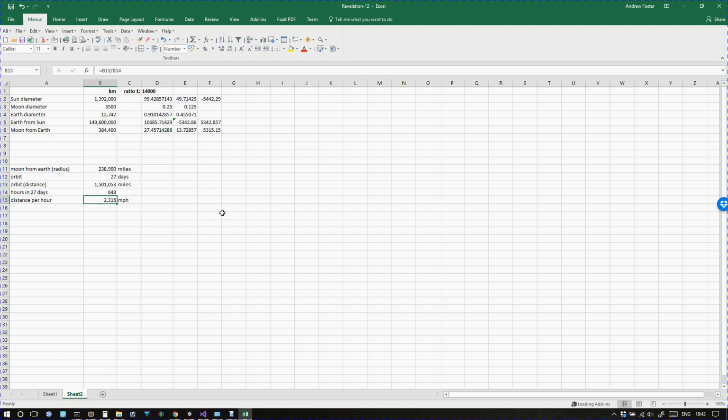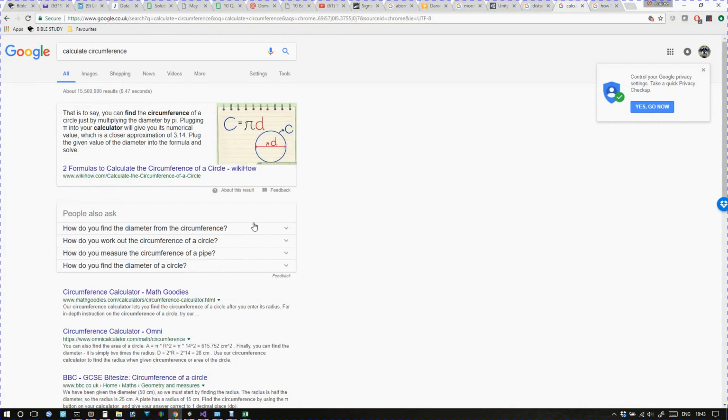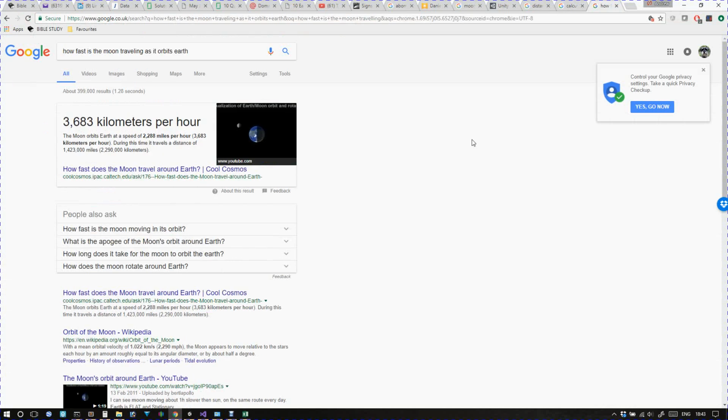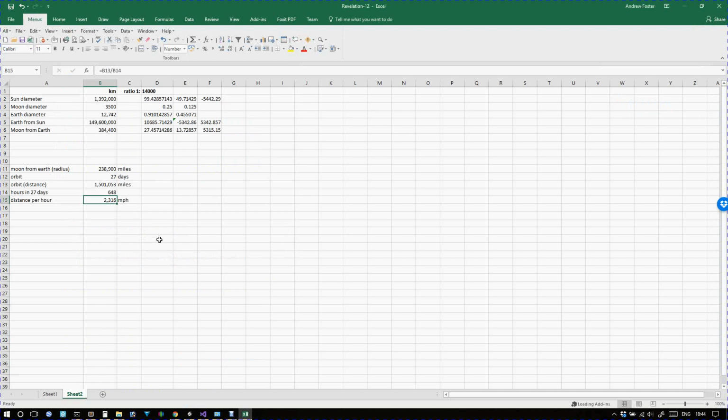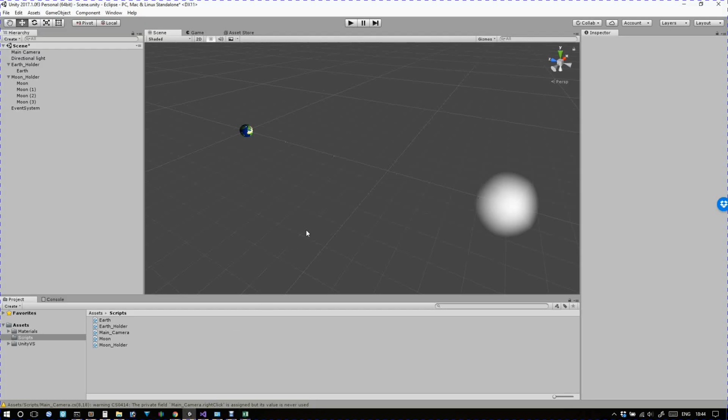So yes, that is roughly double what people estimate for the surface of the planet. Then when I actually looked up how fast the moon is travelling, it's 3,683 kilometers per hour, which is 2,288 miles per hour. So my rough and ready calculation wasn't too bad. It's in the right ballpark, considering that I've used very rough numbers and not accounted for decimal places and what have you. I don't know what else to show you on that. I think that definitely does explain it.